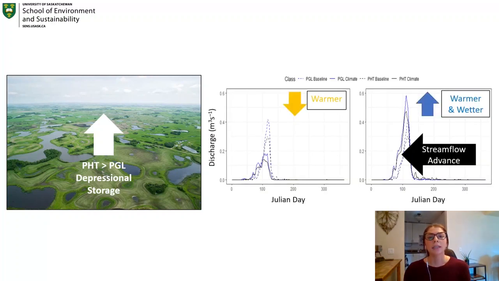Under climate change, the classes were projected to respond in a similar manner. Both were expected to have reduced snowpack and stream flow under warmer climates, and that this could potentially be offset by increases in precipitation. Additionally, both classes were modeled to reach peak stream flow earlier in the year.